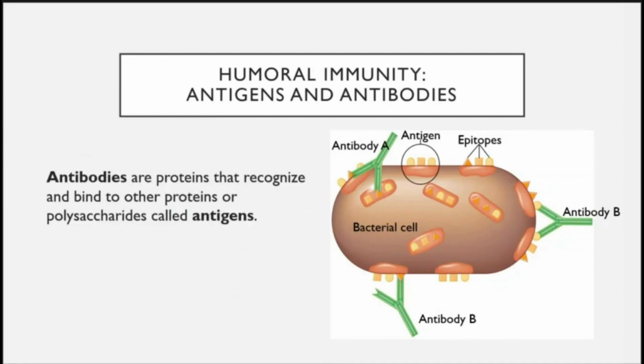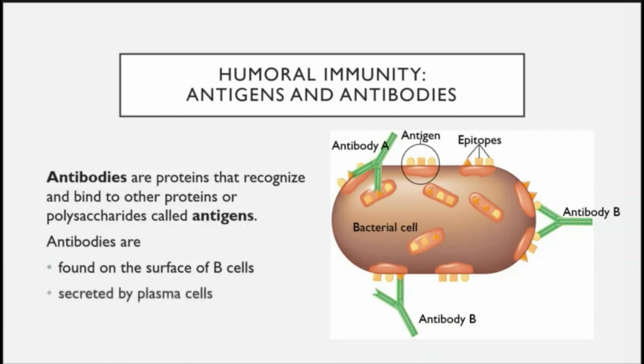Humoral immunity uses antibodies to recognize antigens. Antibodies are proteins produced by white blood cells in order to recognize molecular signals such as polysaccharides or proteins present in foreign entities. These are called antigens. Antibodies are found on the surface of B cells or secreted by plasma cells.